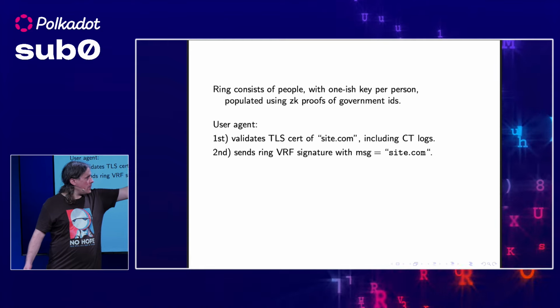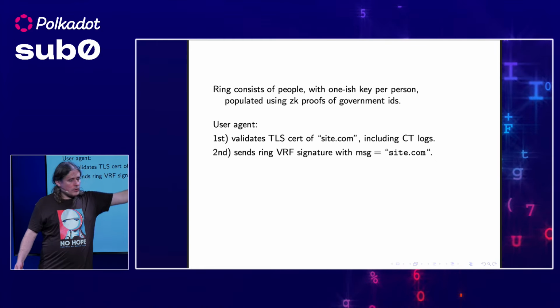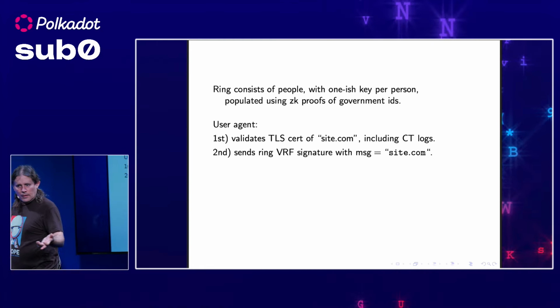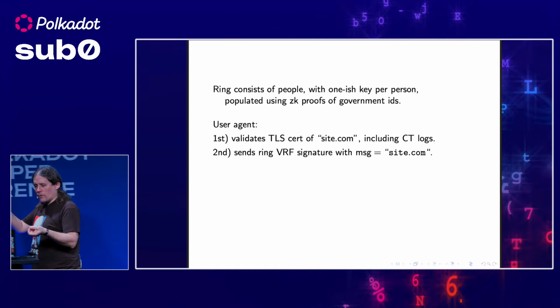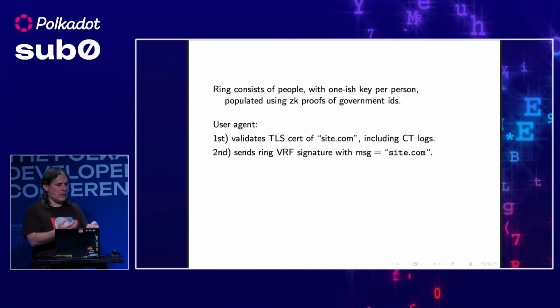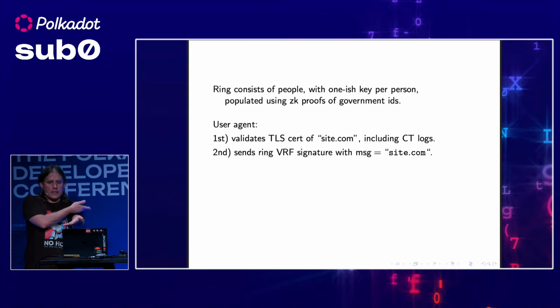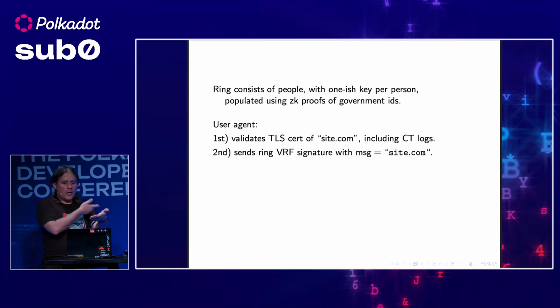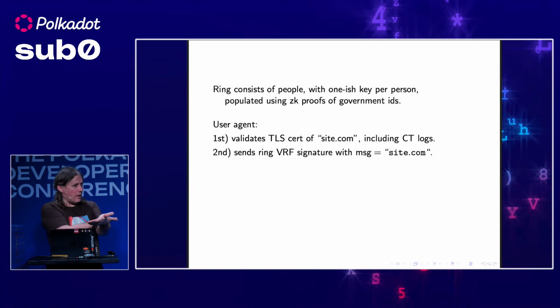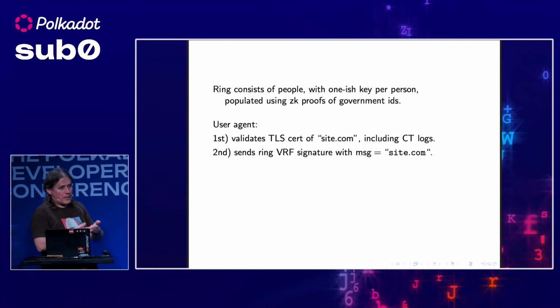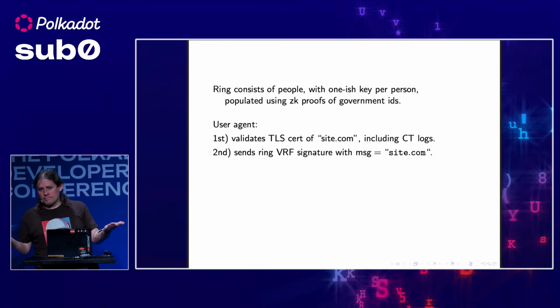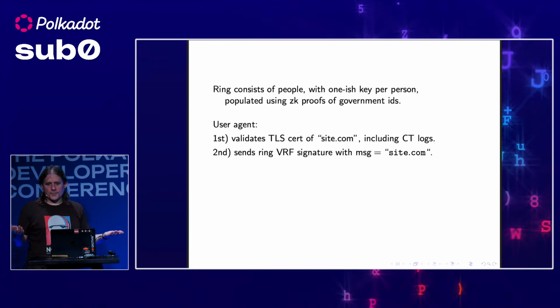And then, as the input to the VRF, it just uses the website's name. Now, the thing that will pop out of that pseudorandom function is some random number that's a combination of the user's secret key and site, basically a hash of the user's secret key and site.com. And that means that's the user's name at site.com. And there can only be one of them.